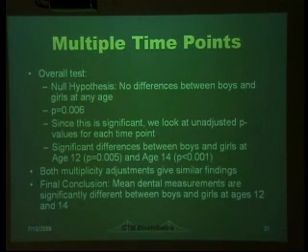If you do the overall test, the null hypothesis is that there's no difference between boys and girls at any age. The p-value for that overall test is 0.006, and you can get that from a repeated measures ANOVA test. Since that overall test is significant, then you could look at those unadjusted p-values at each time point. But again, the findings are the same. You get significant differences at age 12 and at age 14. So all these multiplicity adjustments basically give similar findings. Your final conclusion here would be that the mean dental measurements are significantly different between boys and girls at ages 12 and 14.